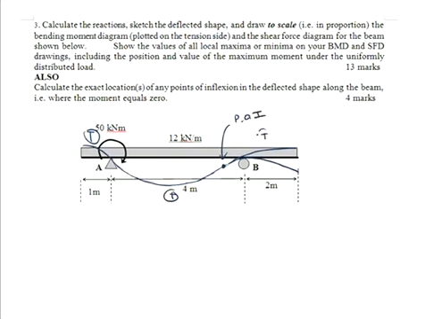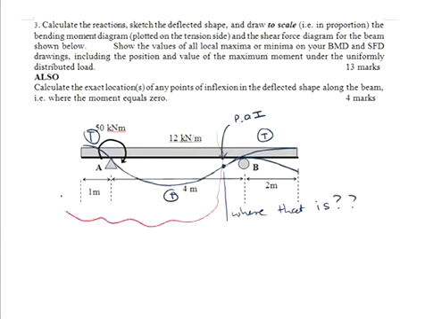So you know your first point of inflection is exactly at 1 metre. You need to find where that is, because the question is asking you to calculate the exact location of any points of inflection. So how do you do that? We know it occurs when our bending moment is 0. So what does that mean you have to do? It means free body diagram.